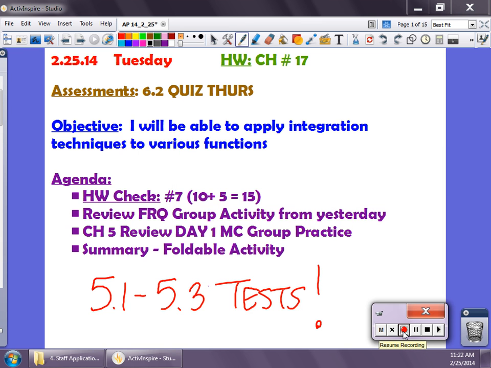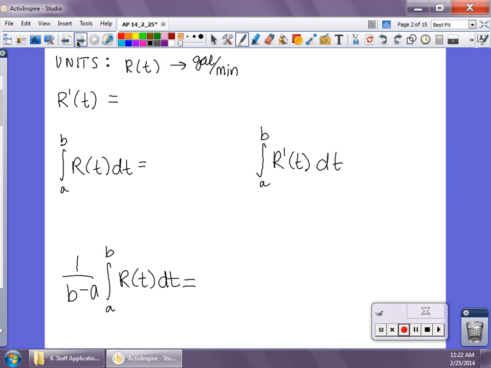So please press pause on the work you're doing. Look up. Let's review units because that helps you with a lot of free response questions.